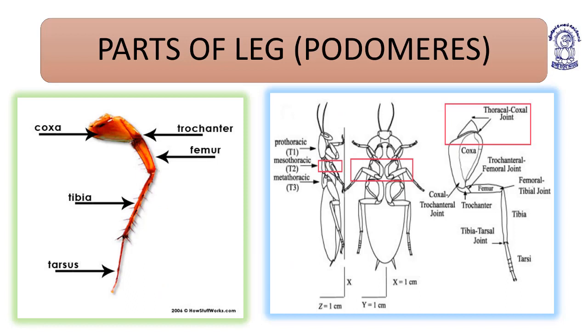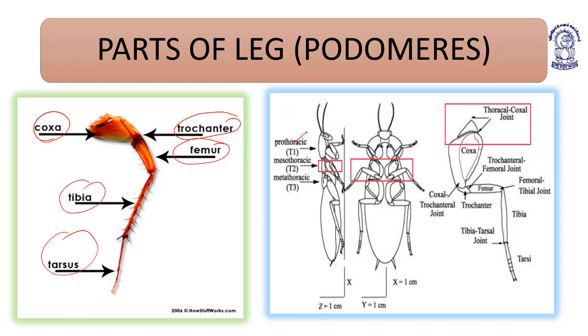Now coming to next, these are the podomeres. It is a diagram which helps you to understand. This is the coxa. This part is trochanter. Then this part is femur. Then tibia and tarsus. Okay.